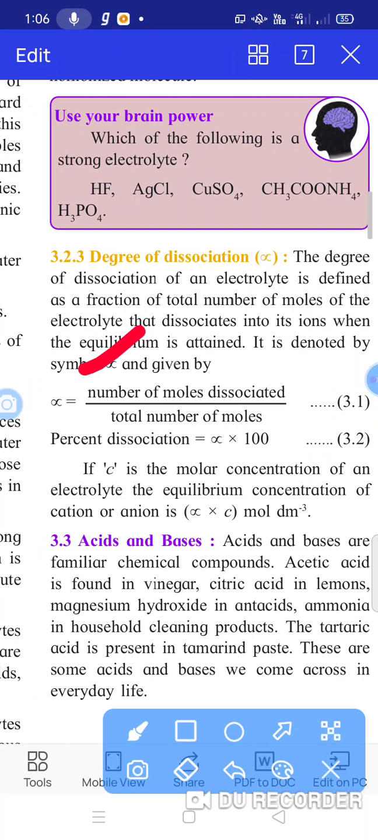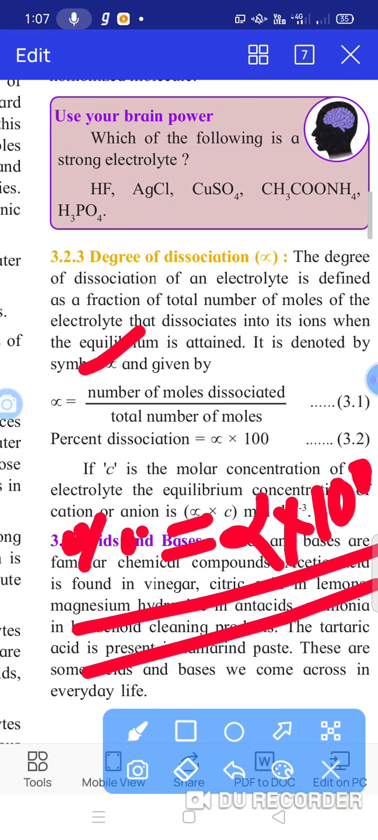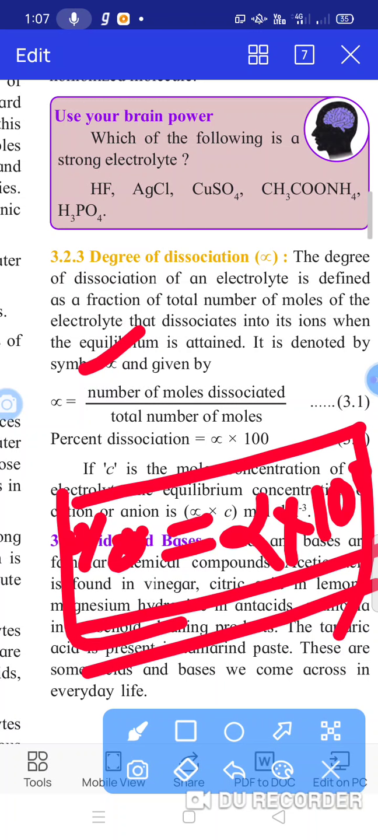in that substance. Do you know, percent dissociation is given by alpha into 100. This is the formula for percent dissociation. Percent dissociation is equal to alpha into 100. The degree of dissociation multiplied by 100 is the percent dissociation. What is the percent dissociation? Percent dissociation is equal to degree of dissociation into 100. Okay.